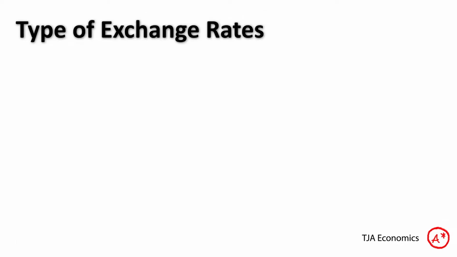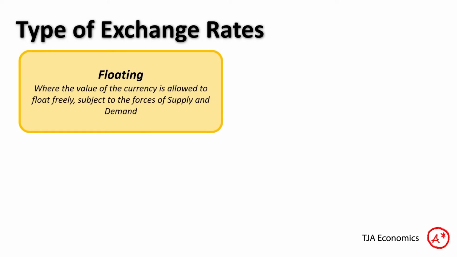But we have 4 different types of exchange rate system that we see around the world. The first is a floating exchange rate, which is exactly what we've just described, where the value of the currency is allowed to float completely freely, subject to the forces of supply and demand. That's what's called floating. It can float up, it can float down, we don't intervene.